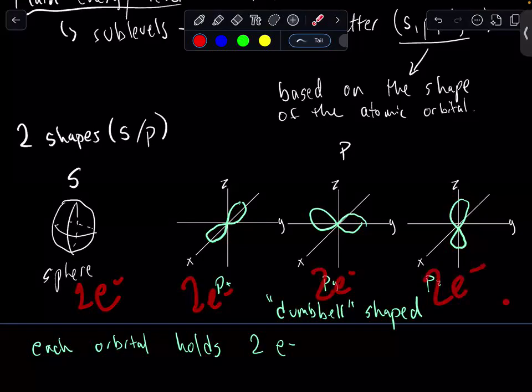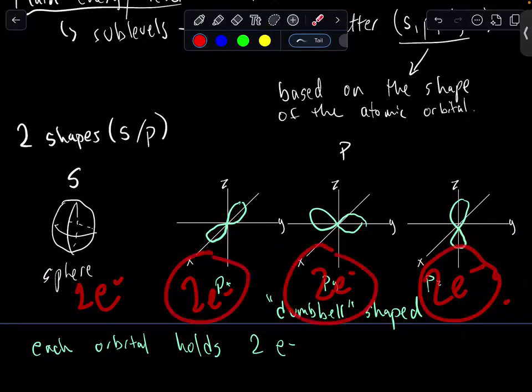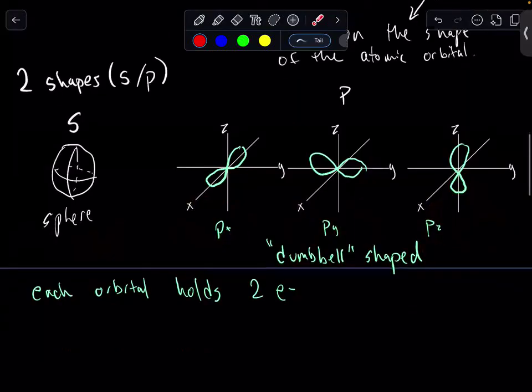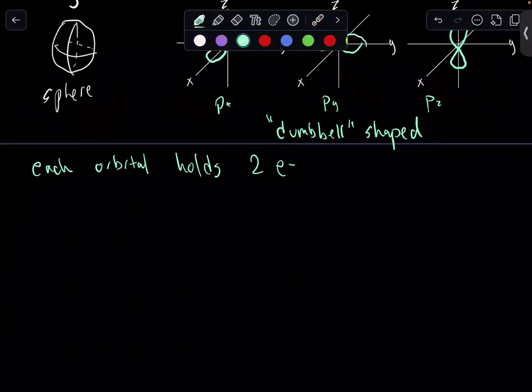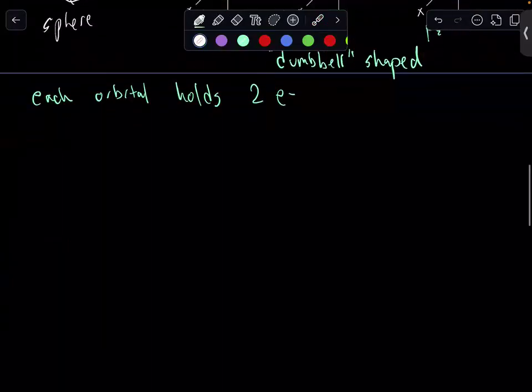So that means for X, Y, and Z altogether, the p orbitals hold six electrons, or the p sublevel would hold six electrons. 2 plus 2 plus 2. All right. So there's a little chart we can make to kind of keep track of this.